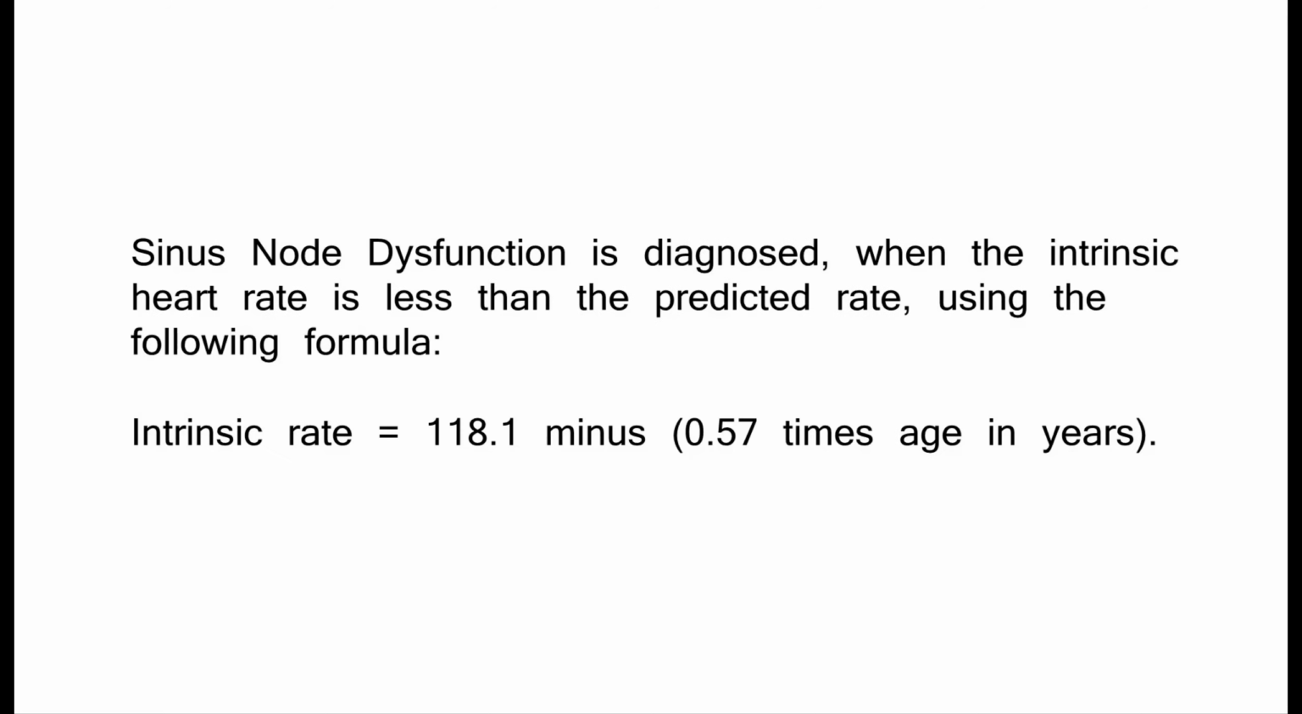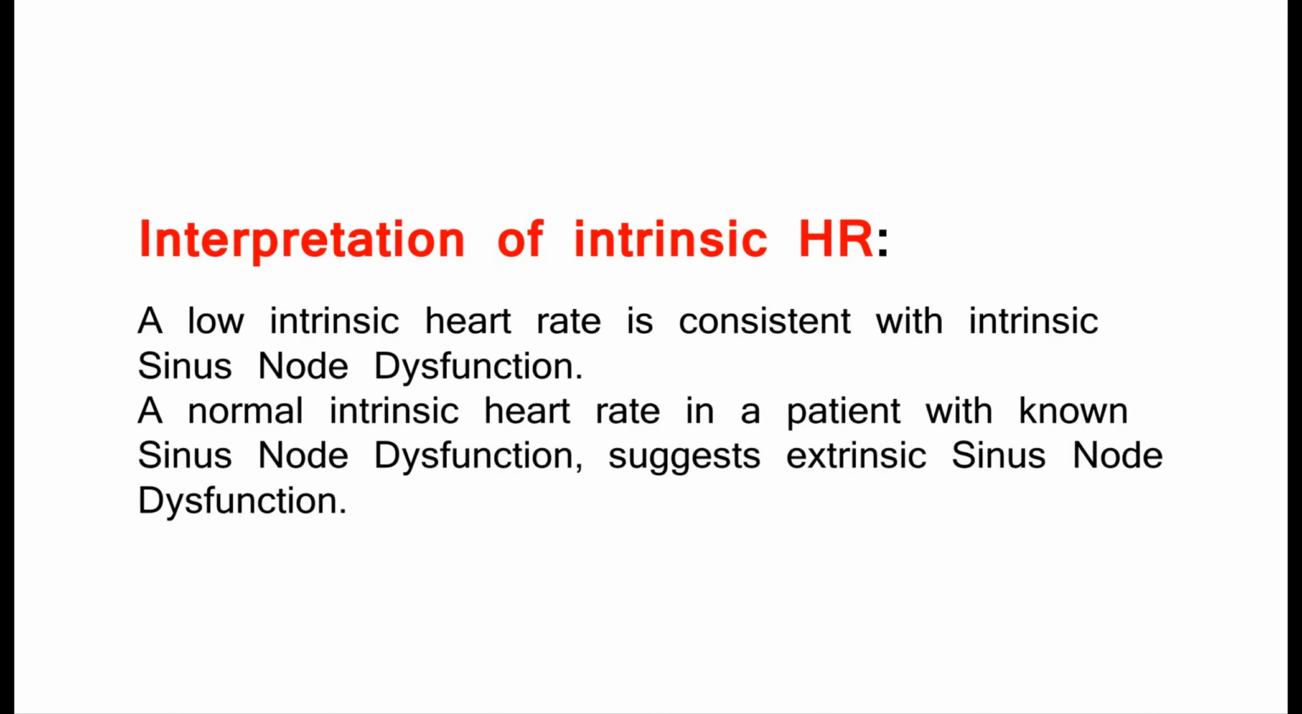Sinus node dysfunction is diagnosed when the intrinsic heart rate is less than the predicted rate, using the following formula. Intrinsic rate equals 118.1 minus 0.57 times age in years. Interpretation of intrinsic HR. A low intrinsic heart rate is consistent with intrinsic sinus node dysfunction. A normal intrinsic heart rate in a patient with known sinus node dysfunction suggests extrinsic sinus node dysfunction.